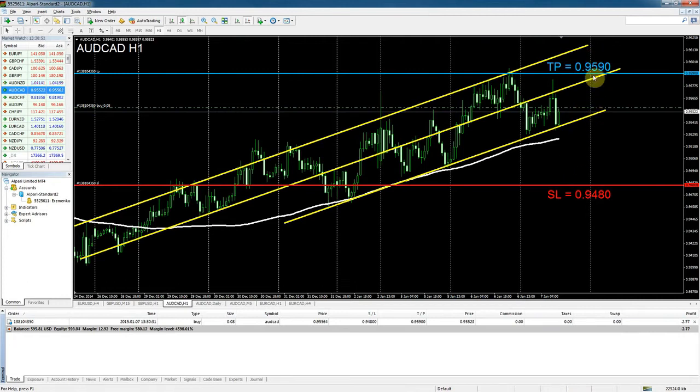So these vertical lines, these are period separators, that means a new day according to server time.